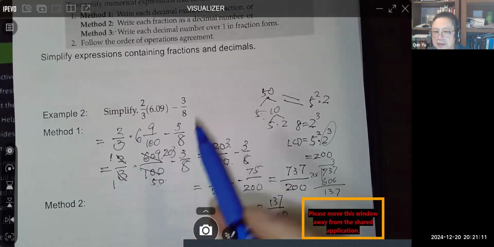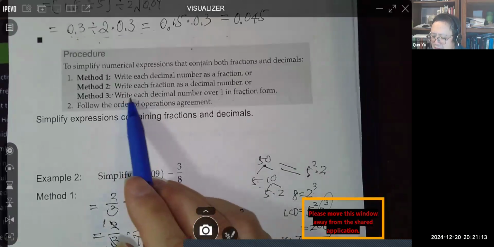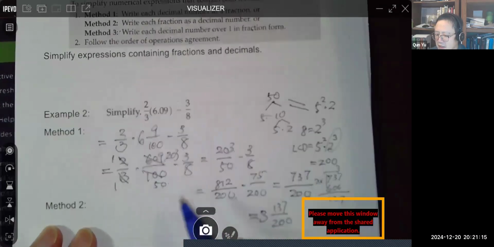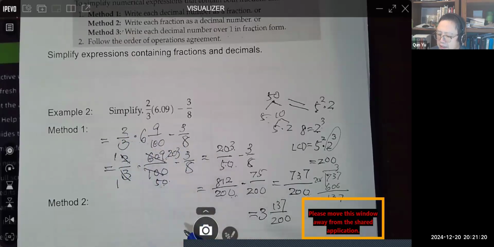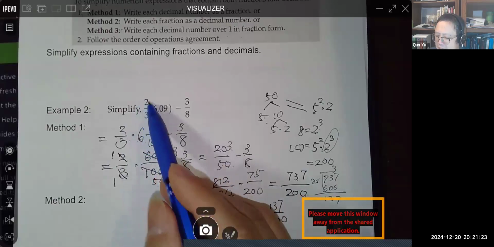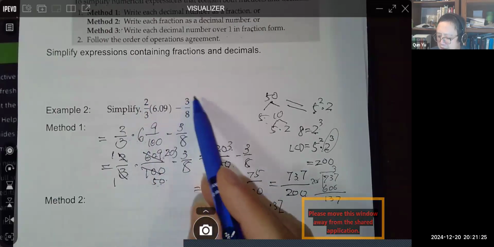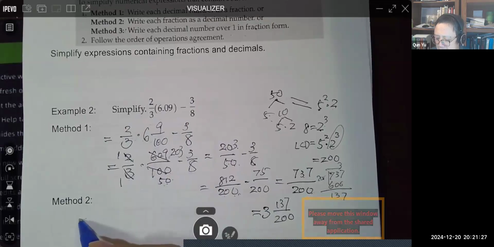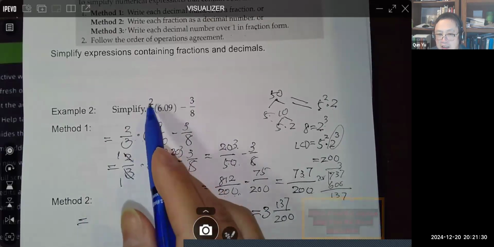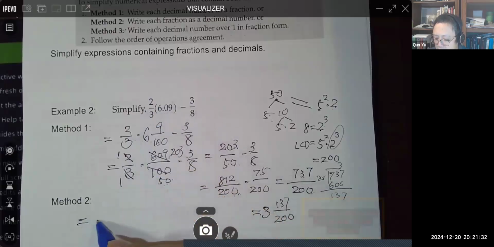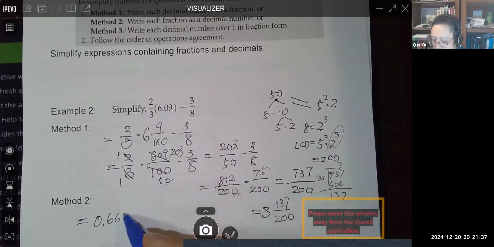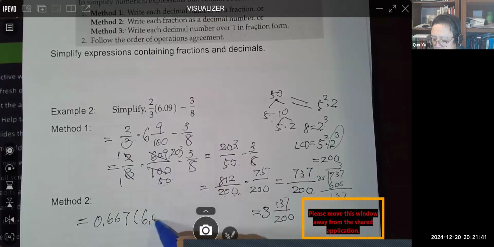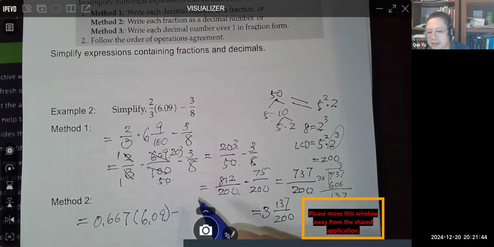Now, second method says you can write each fraction as decimal. In other words, you can convert all fractions to decimal. You do it as a decimal expression. So we convert 2/3 to decimal. We're going to convert 3/8 to decimal. So let's do that. 2/3, if you use 2 divided by 3, that's 0.666 forever. So let's take 3 decimal digits, 0.667, then times 6.09, then minus 3/8.